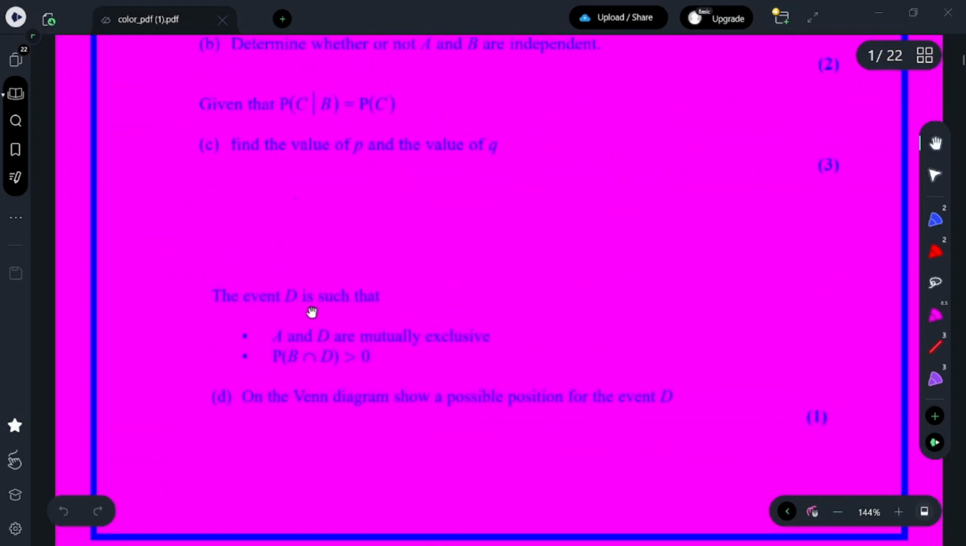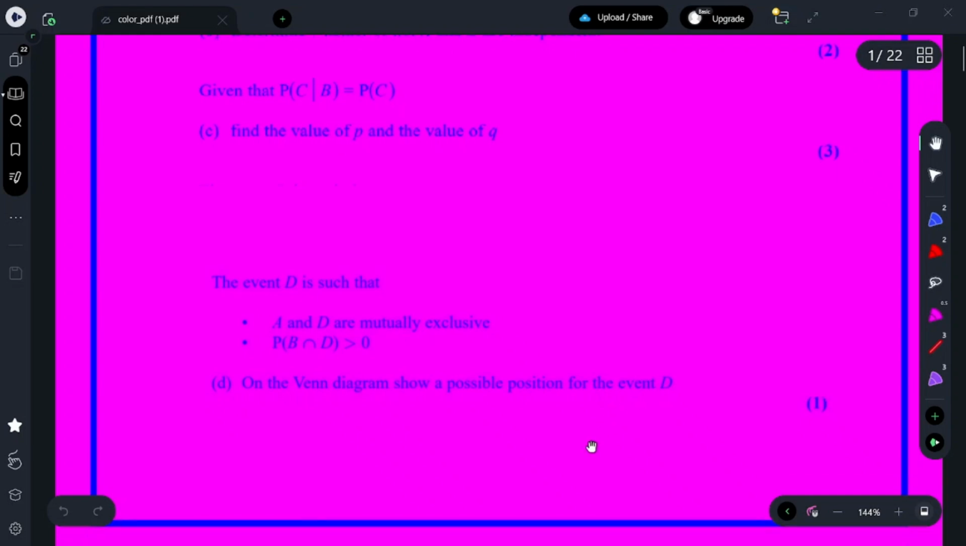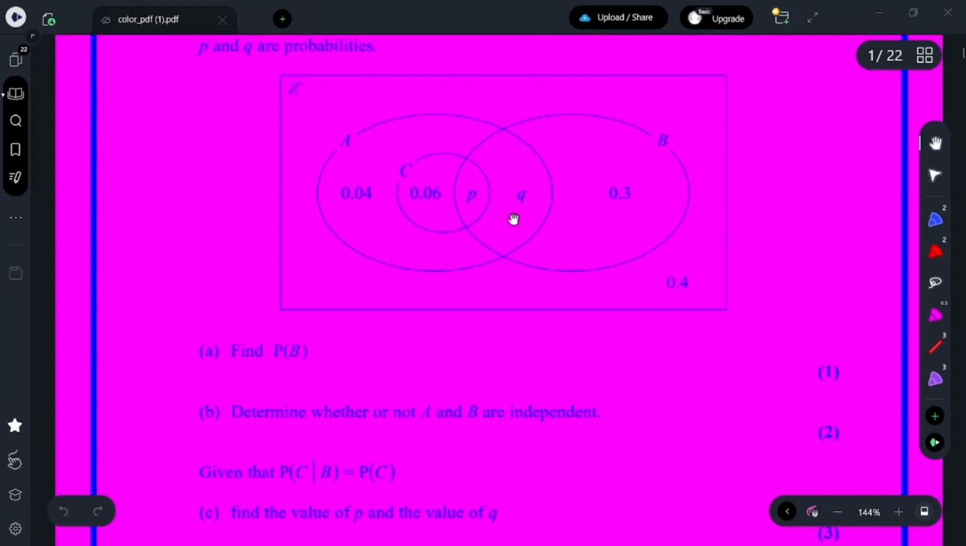Part D. The event D is such that A and D are mutually exclusive. So if the probability of B intersection D is greater than 0, we are supposed to show, on the Venn diagram, a possible position for event D, knowing that it is mutually exclusive with A. So D being mutually exclusive with A means that D cannot be inside set A. It can only be outside. They don't have anything in common.